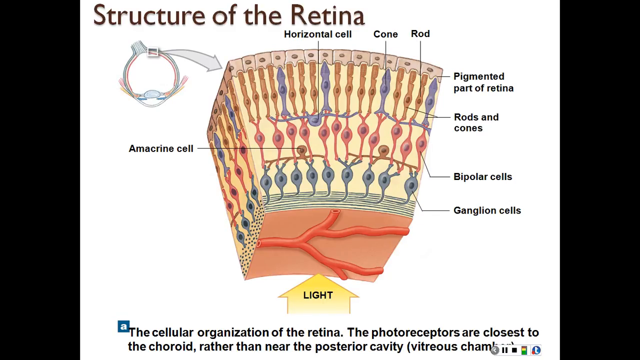So you have the rods and the cones first, and they transmit the signal forward to bipolar cells, and then on forward to ganglion cells, and then you have other horizontal cells and amacrine cells, which help in visual activity as well. But the ganglion cells are what transmit the signal on to the optic nerve.